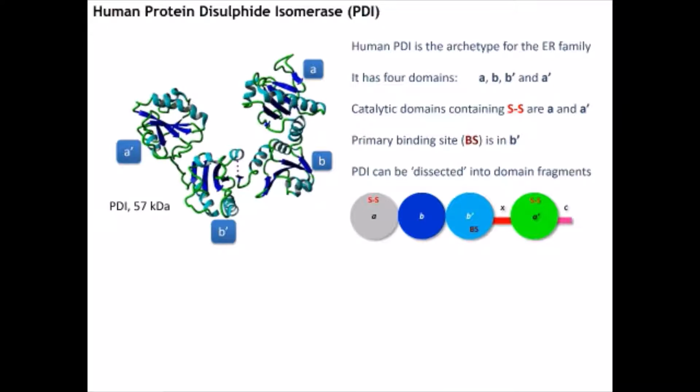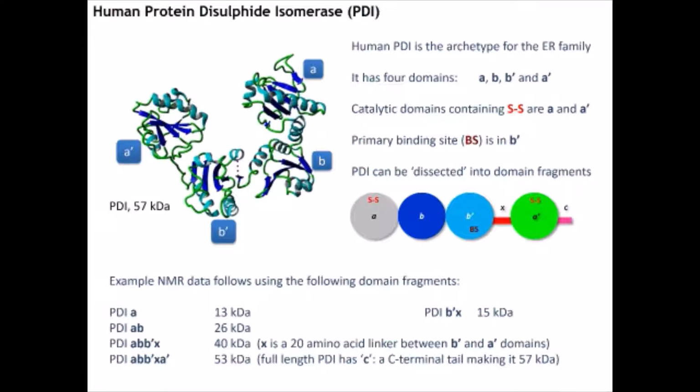PDI has four domains. The catalytic domains containing disulfide bonds are the A and the A prime. The primary binding site is in the domain B prime, and you can imagine PDI as being dissected into four domain fragments: the A, B, B prime, and A prime.